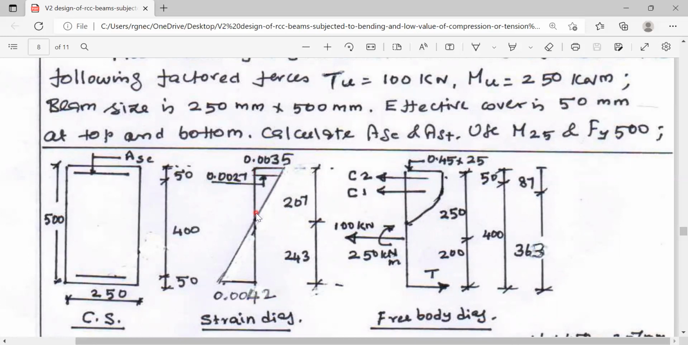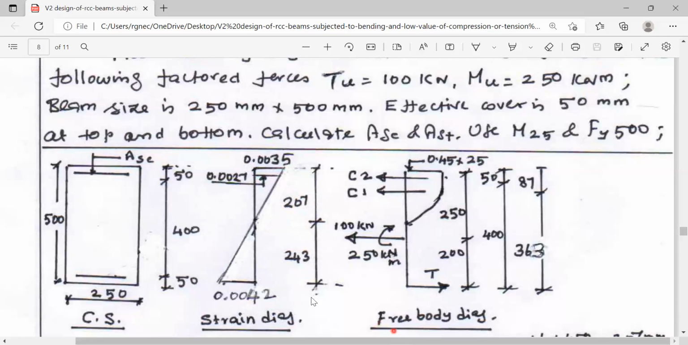Now the depth of the neutral axis can be found out in the proportion of these two strain values. This is the depth of the neutral axis xu and this is d minus xu, because the overall depth is d. The proportion of xu and d minus xu is the same as the proportion of 0.0035 and 0.0042. Therefore, we can easily find out the value of the neutral axis for this balanced section as 207 mm, which is also equal to 0.46 d.